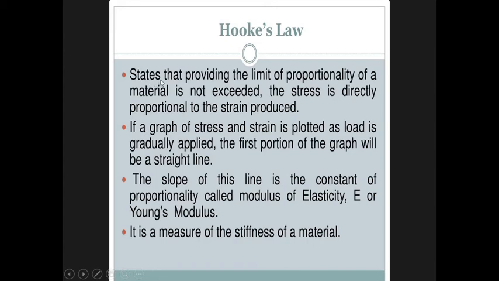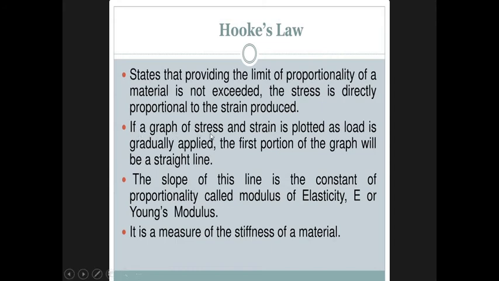Hooke's law. Hooke's law is very important. That law describes the stress and strain relations for a material. It states that, providing the limit of proportionality of a material is not exceeded, the stress is directly proportional to the strain produced. So stress is directly proportional to strain. That is Hooke's law.